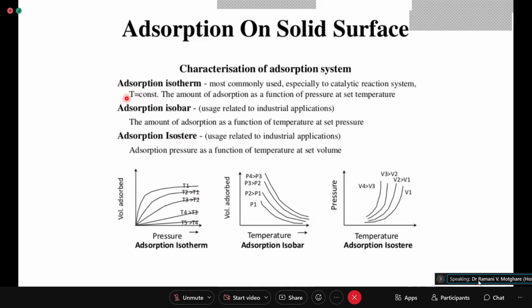Then you have an adsorption isobar where pressure is kept constant or concentration is kept constant, and you measure the amount adsorbed as a function of temperature. So with the change in temperature, how the amount adsorbed is changing. Okay, then you have an adsorption isostere where the amount adsorbed is kept constant and you measure the change in pressure with change in temperature, keeping the amount adsorbed constant.